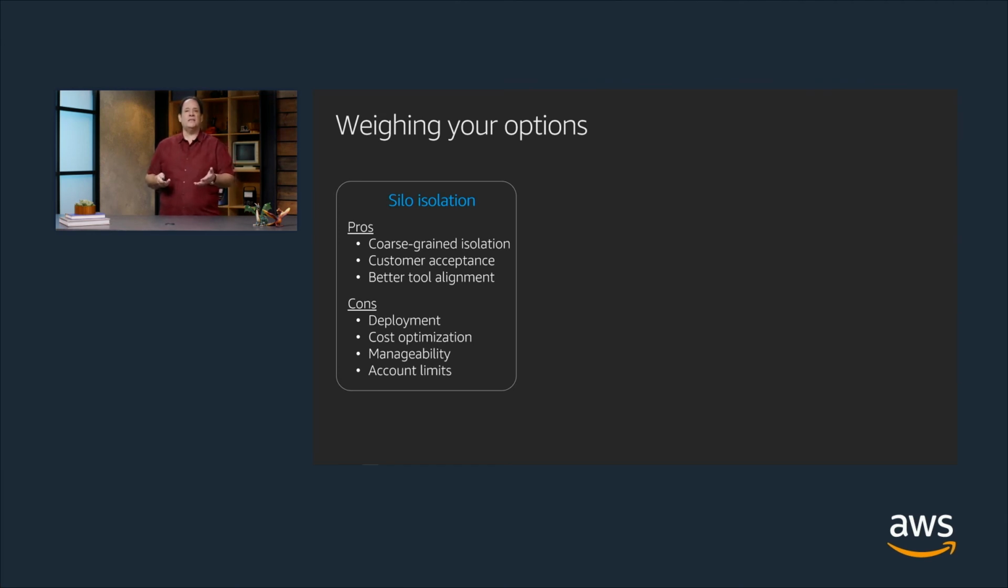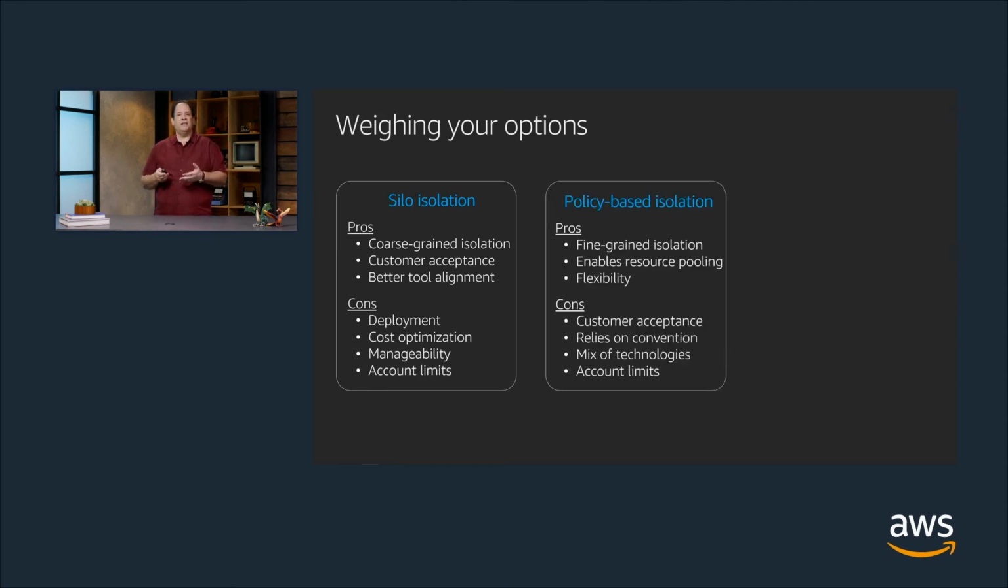Of course, we get the natural cons of a decentralized model here. Deployment gets harder. Cost optimization isn't ideal. Manageability is not great. And we have to think about account limits here. So how many VPCs can I have? How many accounts can I have? And so on.